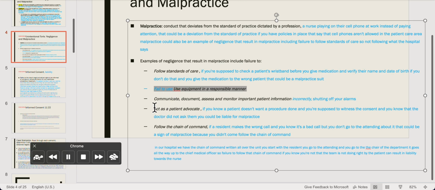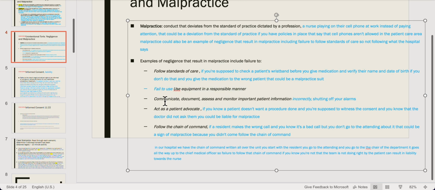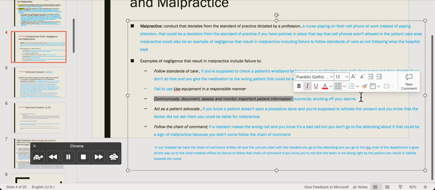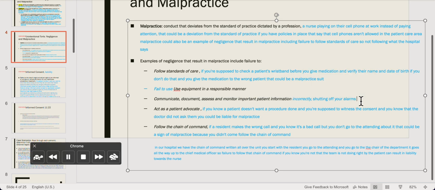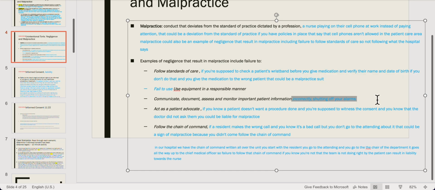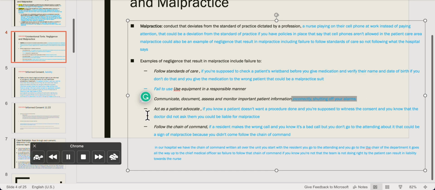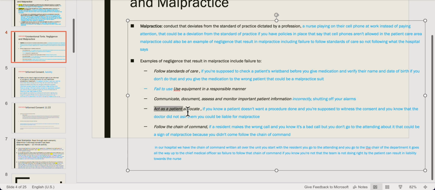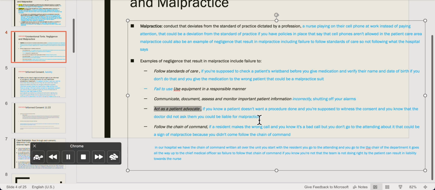Fail to use equipment in a responsible manner. Communicate, document, assess and monitor important patient information. Incorrectly shutting off your alarms. Act as a patient advocate.